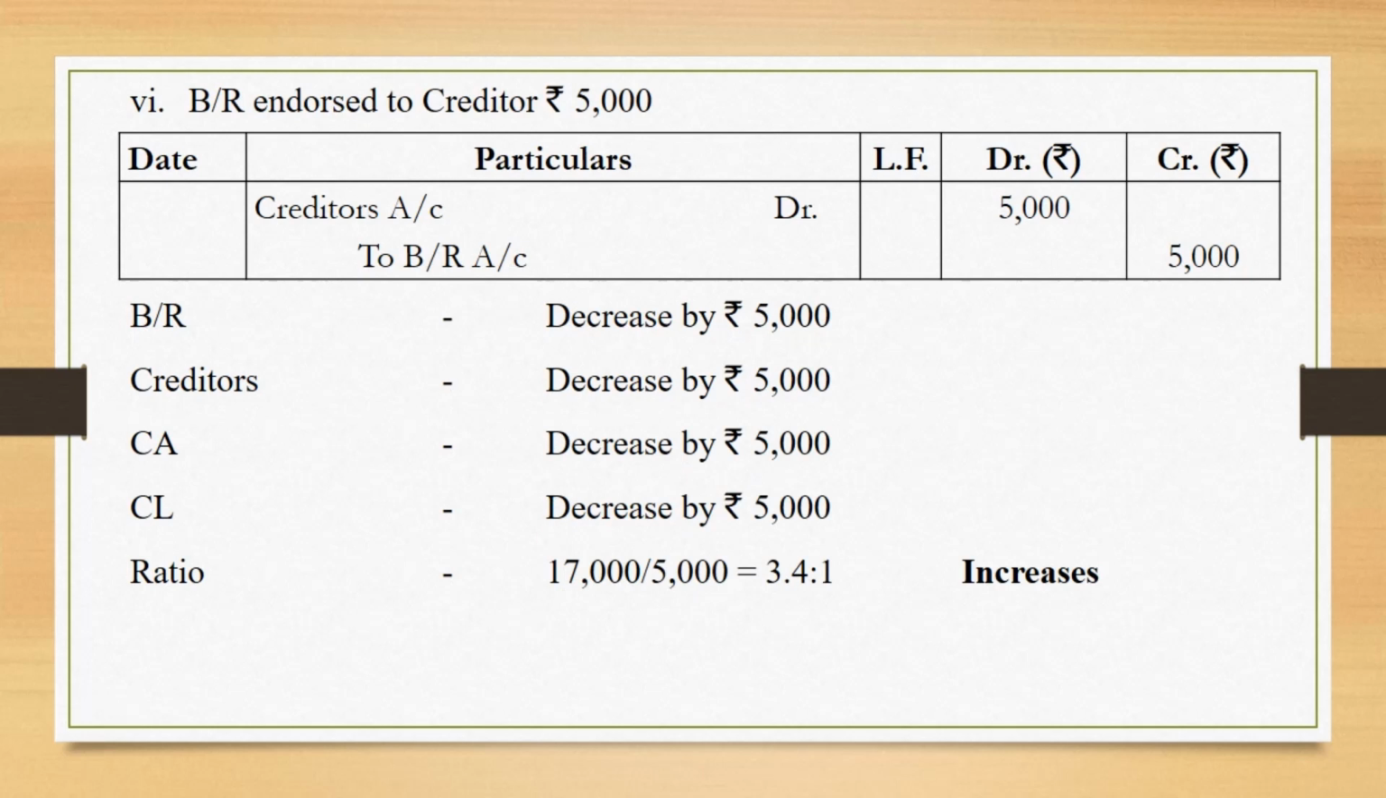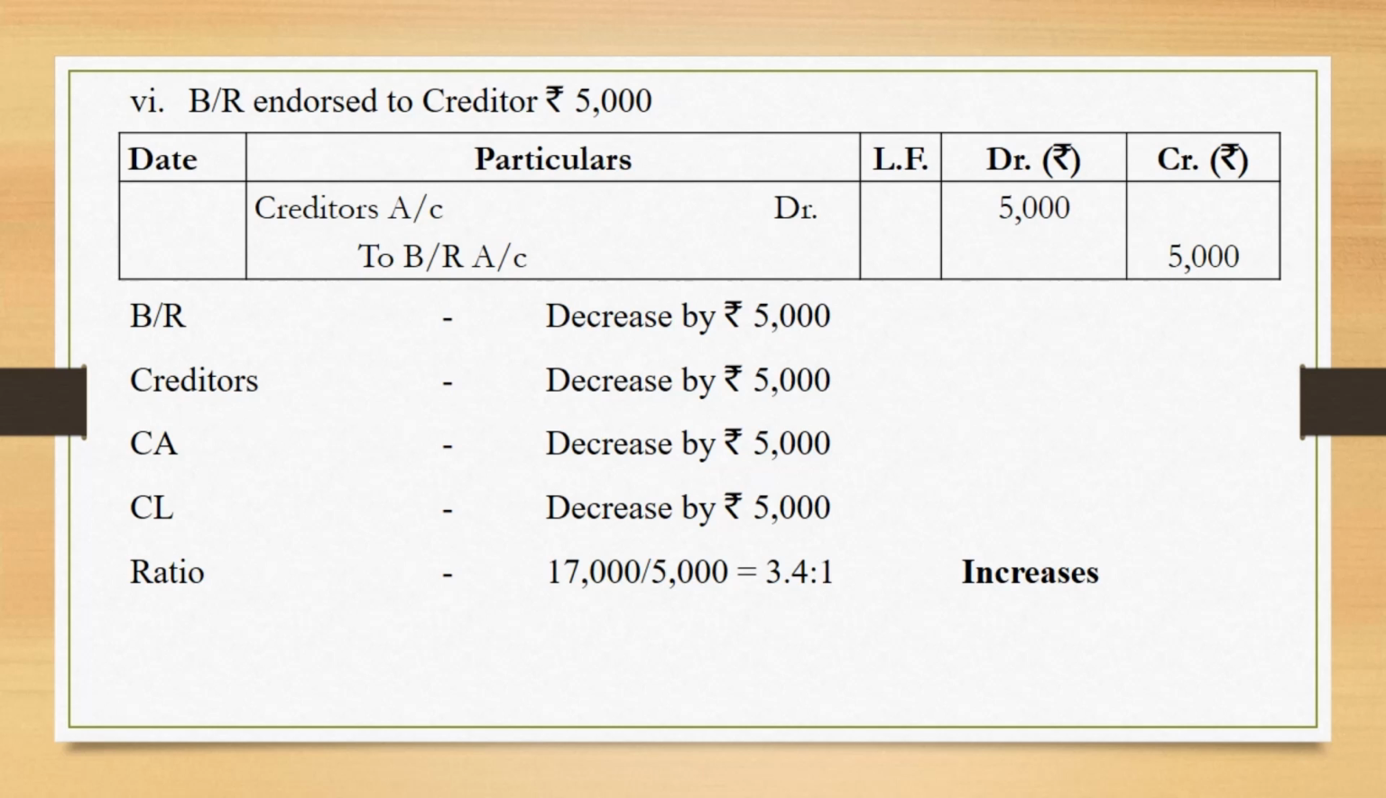Next, bills receivable endorsed to creditors, rupees 5,000. We are endorsing a bill to a creditor. So creditors are the receivers, so they are debited, and bills receivable is an asset that goes out, so it is credited. Creditors account debited to bills receivable account is a simple journal entry. When we are endorsing the bills, bills receivable decreases by 5,000, and we are endorsing it to creditors.